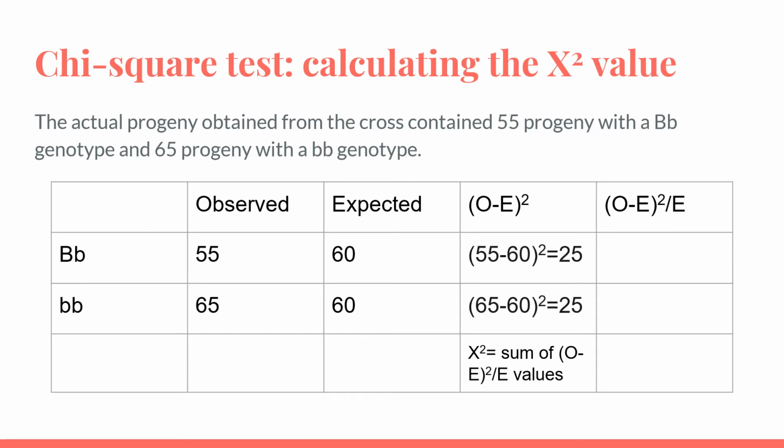Then you do the first part, which is observed minus expected, squared. So for big B little b, that would be 55 minus 60 squared, which is 5 squared, or 25. Then 65 minus 60 for little b little b is 5 again, squared is 25. Now remember that the chi-square is the sum of those values divided by the expected values. So we take our 25 and divide it by 60, giving us 0.42 for each of the genotypes, and we get a 0.84 value for chi-square.